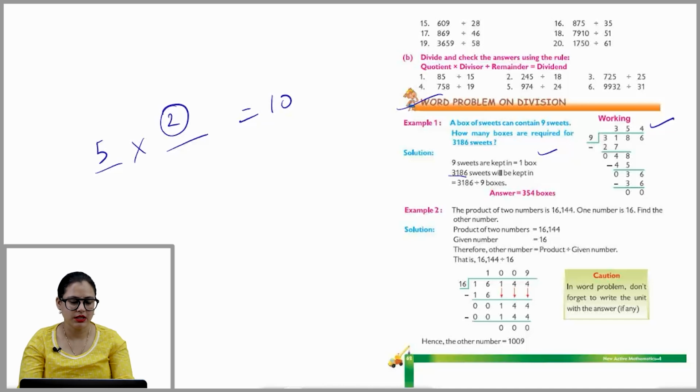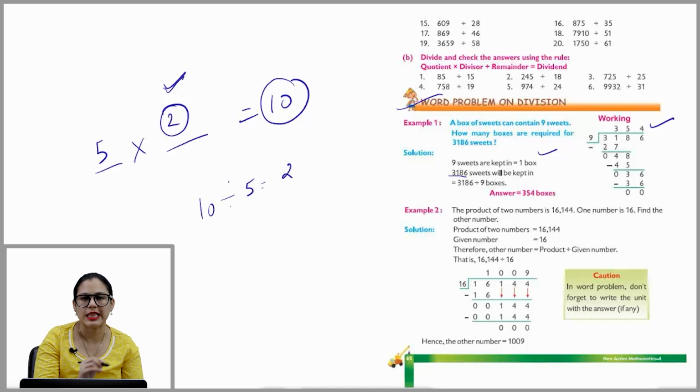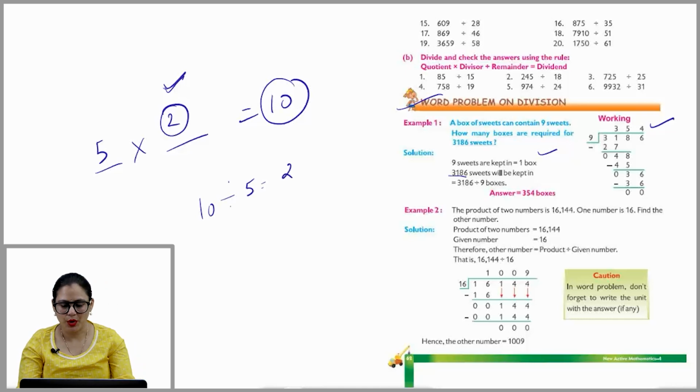But these numbers are very small, so you can easily find. But how will we find this number? Simply, we will divide the product of the numbers, that is 10, by one of the numbers. So we will get this answer. Similarly, here the product of two numbers is this and the given number is this. So how will you find the other number? Product divided by the given number. Then we will find the other number, which is 1009. In word problems, don't forget to write the unit with the answer. If any unit is given in any question, don't forget to write the unit.